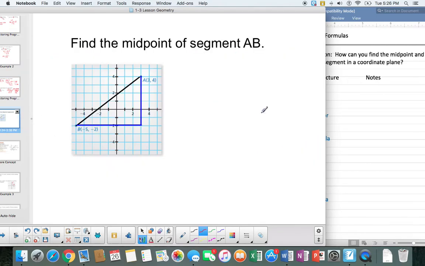Find the midpoint of segment AB. So here's segment from A to B, and we want to find the coordinates of this midpoint, somewhere in between here. Now let's go ahead and make this right triangle, and this point will have the same x coordinate as that one, and it's going to have the same y coordinate as that one, which is -2.